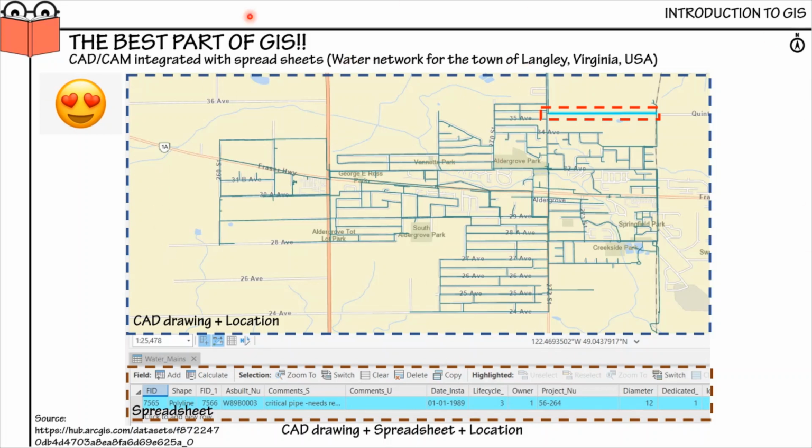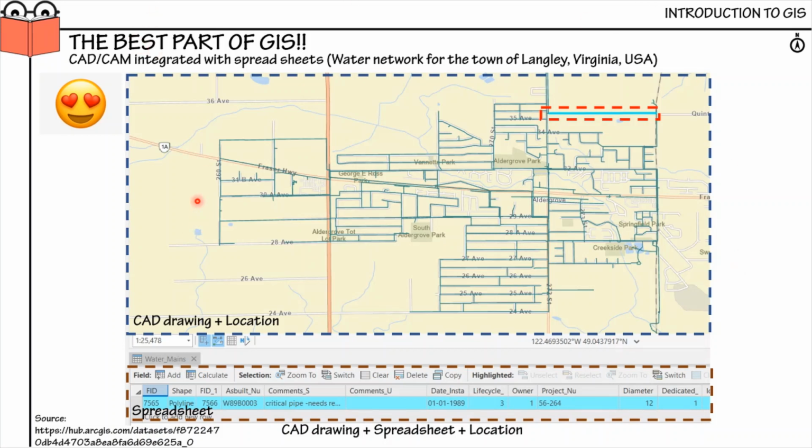So this is your CAD drawing, and this is the spreadsheet. The moment I select this particular line or this particular pipe, all the details about it are given. When was it installed? What is the life cycle, what is the project number, what is the diameter, what is the material it is made of, what is the discharge capacity. Everything is so easily drafted, it's put together.